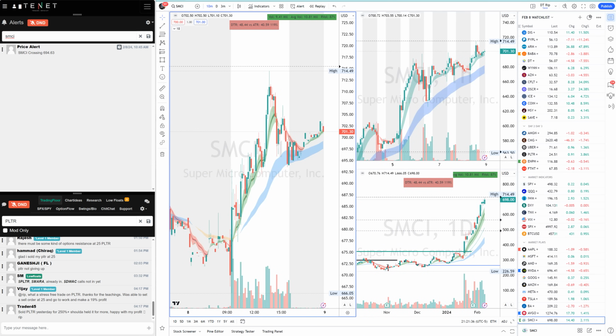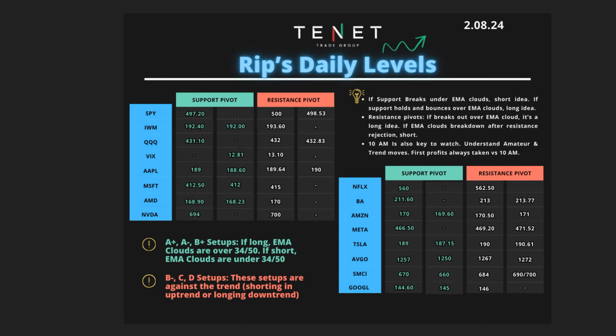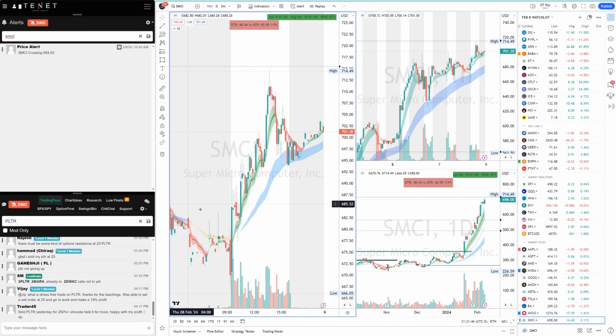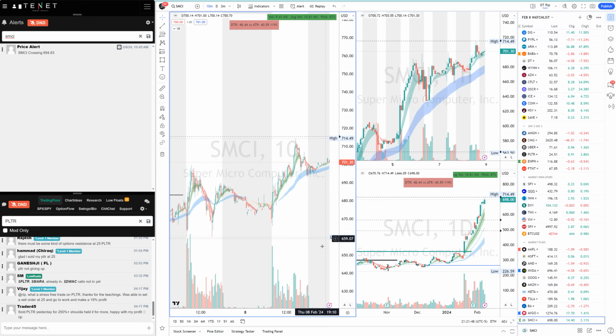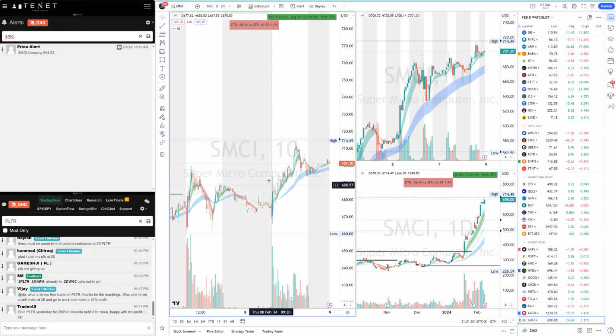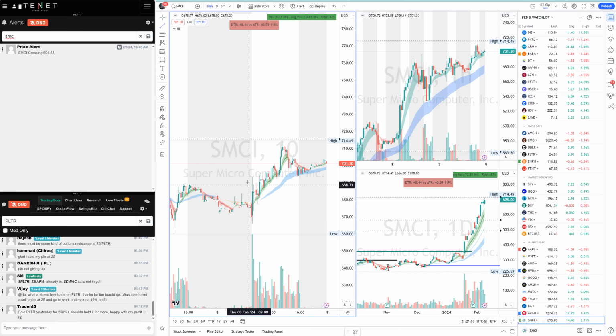Gonna look quickly at SMCI. So what was up with SMCI? We had these 684 and 697 resistance pivots. People love to trade it, and it broke out of the pivot. Then it was flagging here, holding the clouds, broke out of this pivot, and had an all day push.